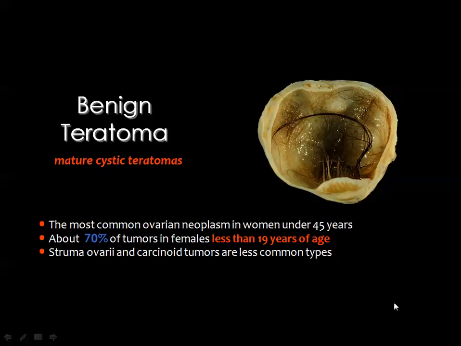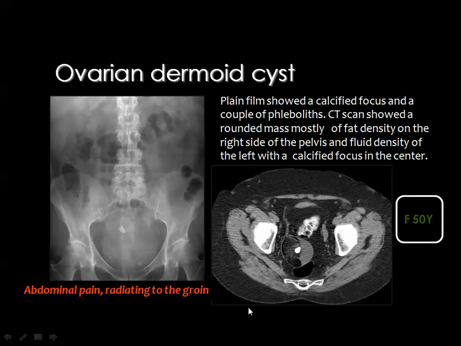Then this is struma ovarii, which is one of the teratomas that contains purely thyroid tissue, as I will mention later on.